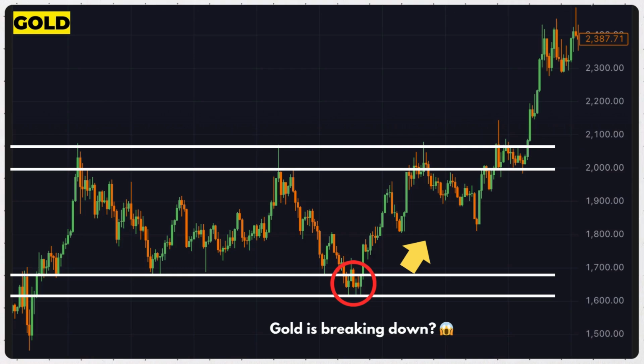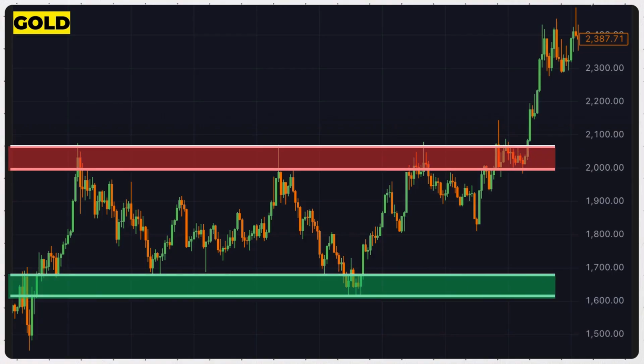That's the danger of treating support as a precise line. It makes normal price fluctuations look like breakdowns. A more realistic approach is to draw a zone or a box around the area where support or resistance clusters appear. This gives price the breathing room it needs and reflects how the market actually behaves. Gold, like most assets, doesn't react to exact numbers. It reacts to areas of interest.